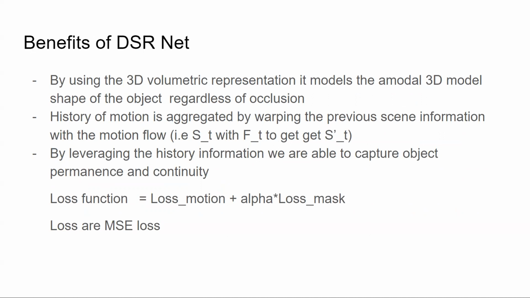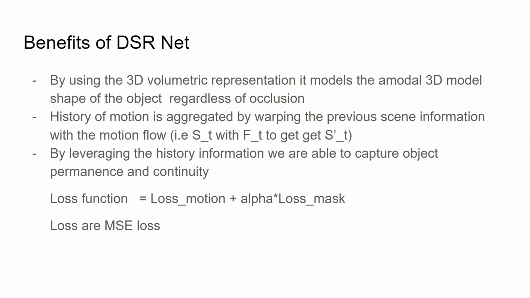Second, since the history of the motion is aggregated, we are able to get the motion flow, and by using the history information, they are able to capture the permanence of the object. Because they are also keeping track of the object identity, they are able to carry out the permanence and the continuity of the object.